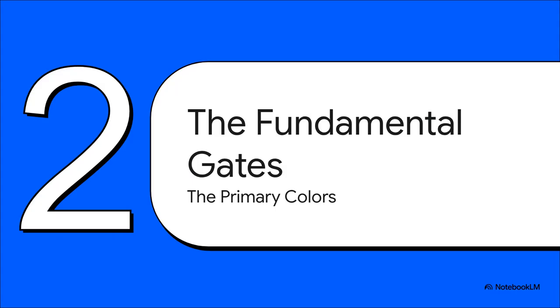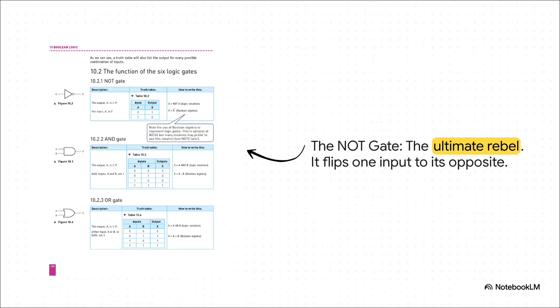Okay, so if everything is just a 1 or a 0, how does a computer actually do anything with them? That is where we meet the real building blocks of all logic, the fundamental gates. You can think of them like the primary colors of the digital world. Every other fancy operation is just some kind of mix of these three. First up, let's look at that diagram at the very top.